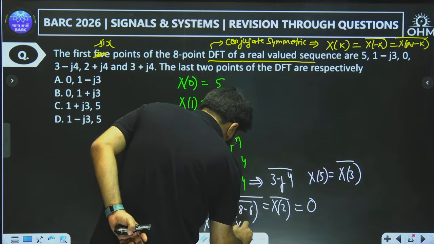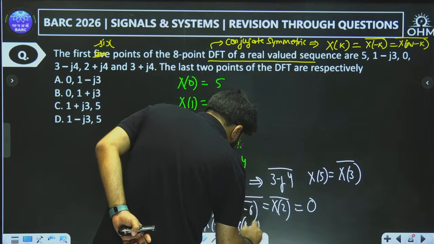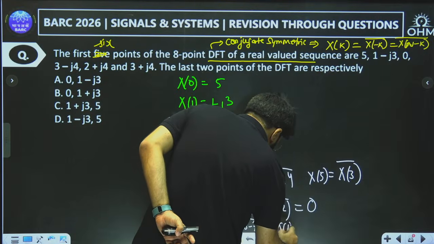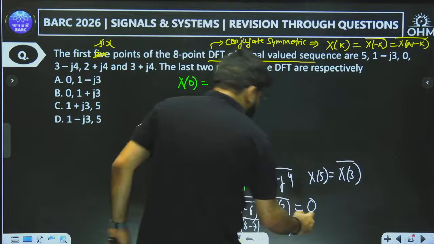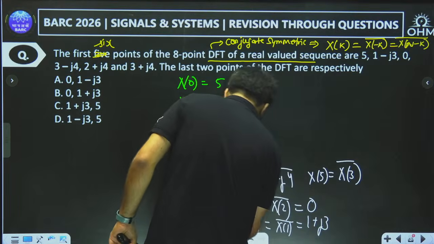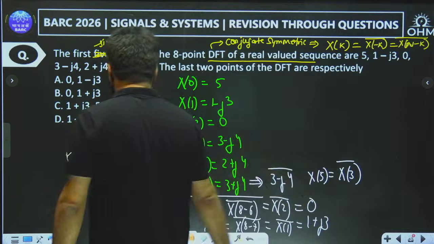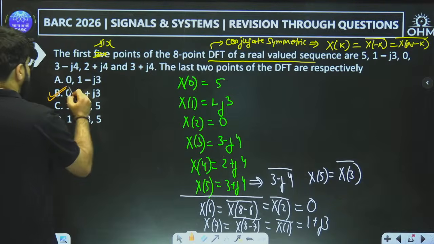x7. 8 minus 7 is how much? 1. It has to be the conjugate of x1. What is x1 given? 1 minus j3. So the conjugate is 1 plus j3. The answer, respectively, is 0 and 1 plus j3.